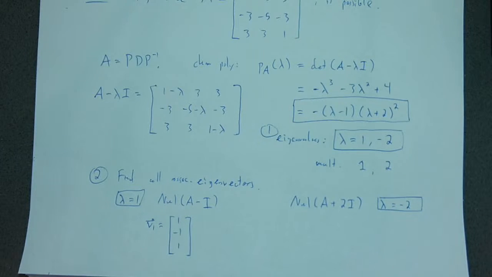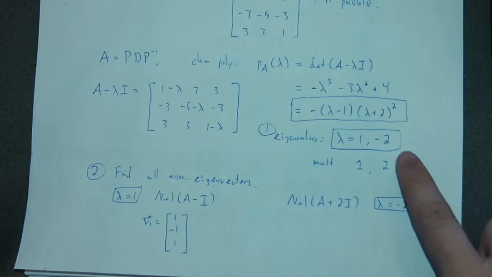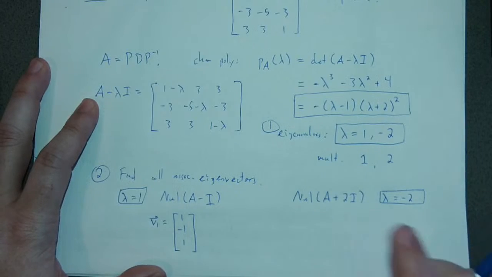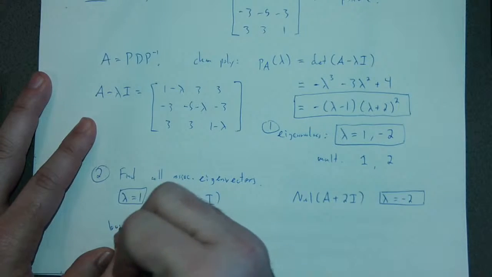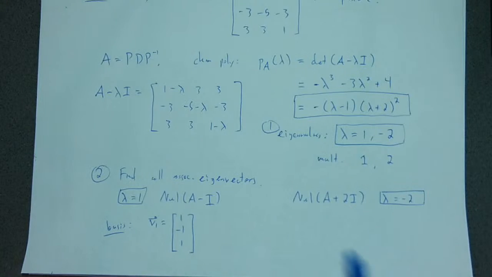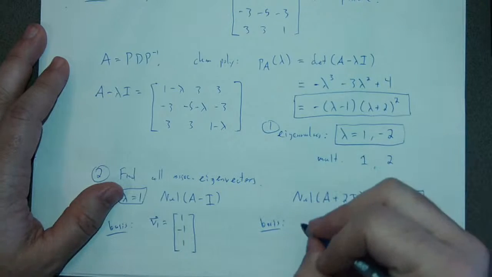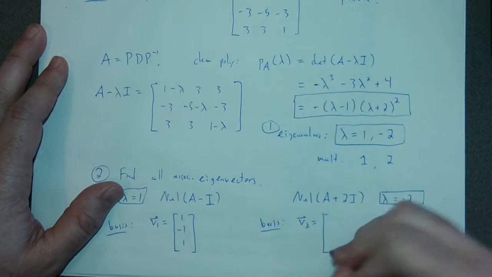Here, I don't have a simple eigenvalue. I have an eigenvalue that has multiplicity 2. Do I know inherently that the dimension of the associated eigenspace is 2? The answer is no, I don't know that. And this is exactly the problem here. This is exactly the thing that can go wrong with diagonalization. So in this case, here was my basis for the lambda equals 1 eigenspace. My basis for the lambda equals minus 2 eigenspace comes from the two vectors that I'll label v2 and v3.